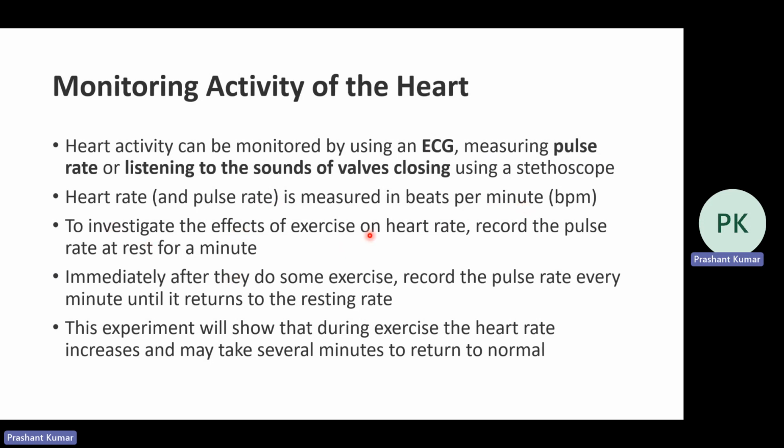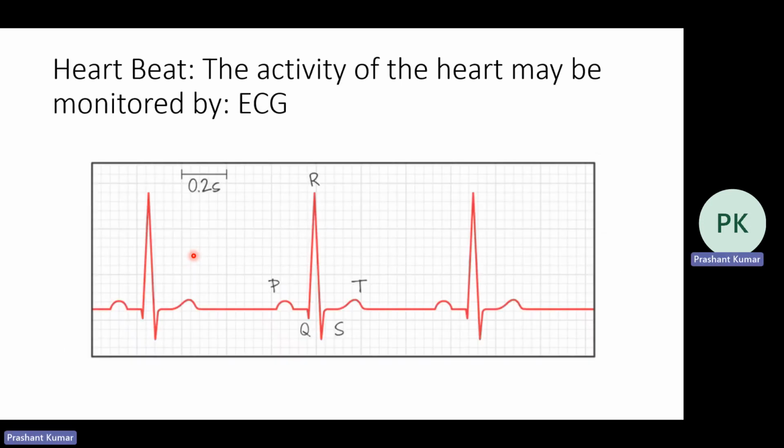To investigate the effect of exercise on heart rate, record the pulse rate at rest for a minute. Then immediately after doing some exercise, record it again, and then you can calculate the heart rate. You will find that there is a big difference. This is a small activity you can do at home. This is the ECG I was talking about. You can see at regular intervals, the same type of graph is coming. If this graph is anywhere different than this, that means there is a problem.